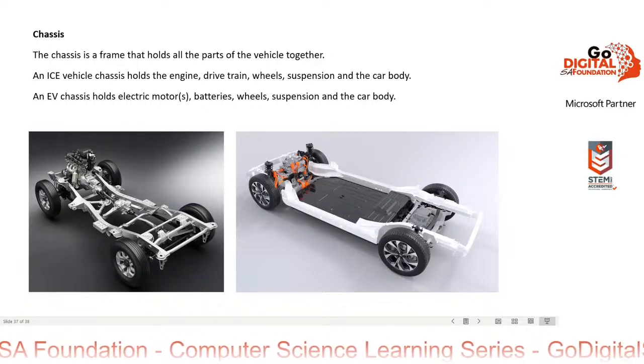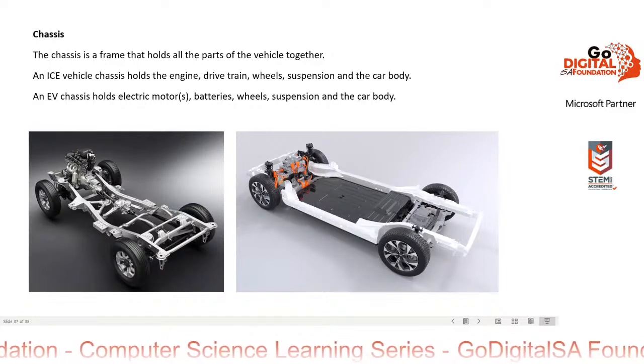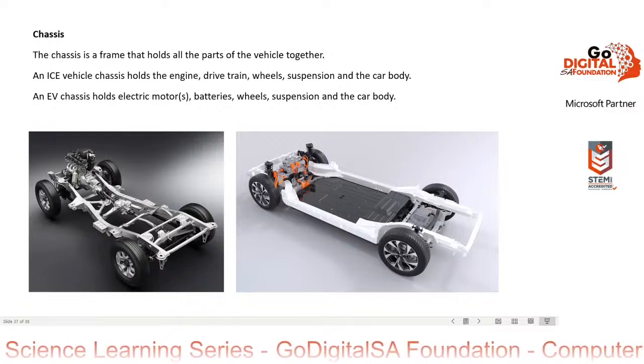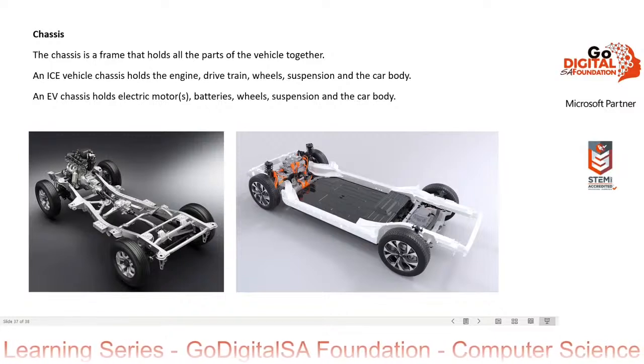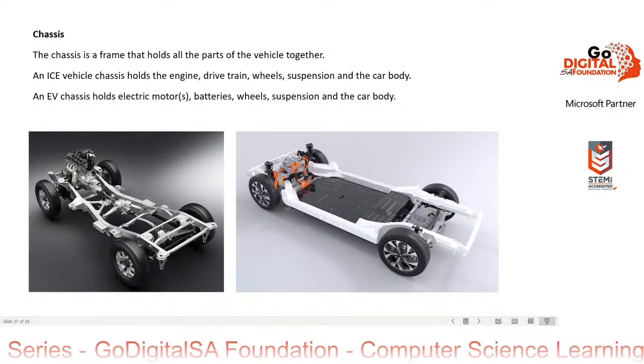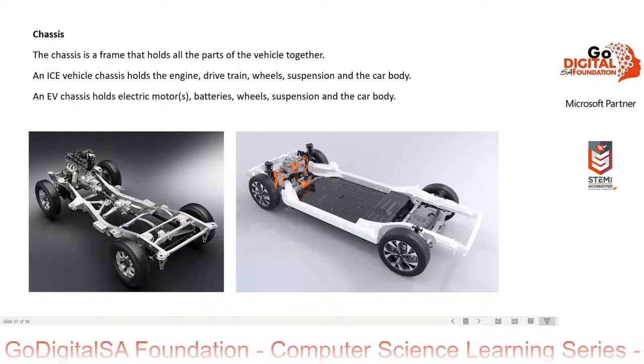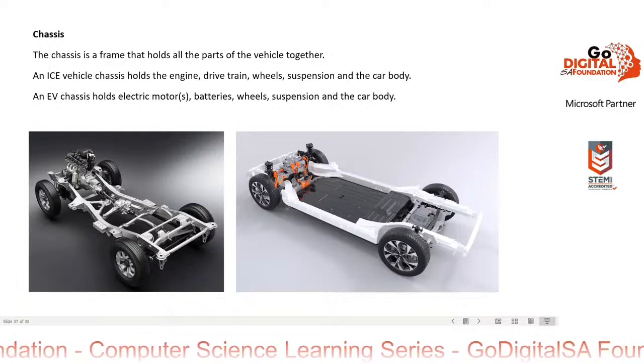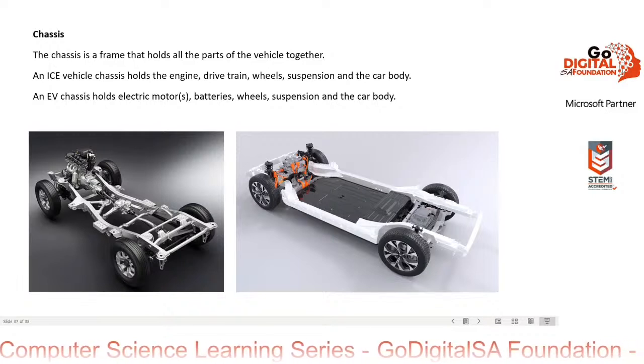In an electric vehicle, the chassis holds the battery, and it might have an electric motor in the front, or one in the back, or two electric motors, one in the front and one in the back. And some cars will have two electric motors in the back and one in the front, and some will have 4 electric motors, one on each wheel.